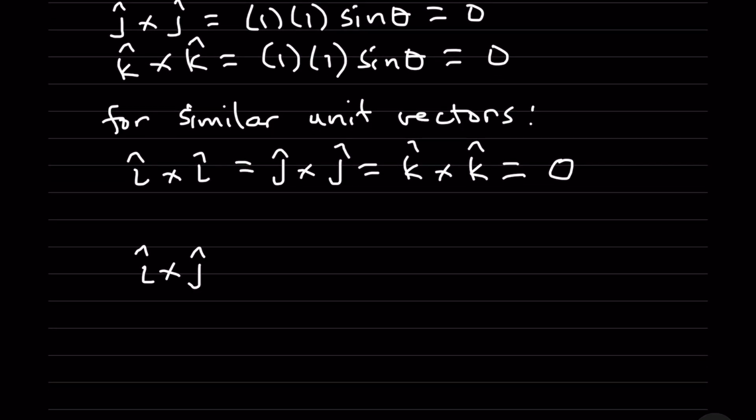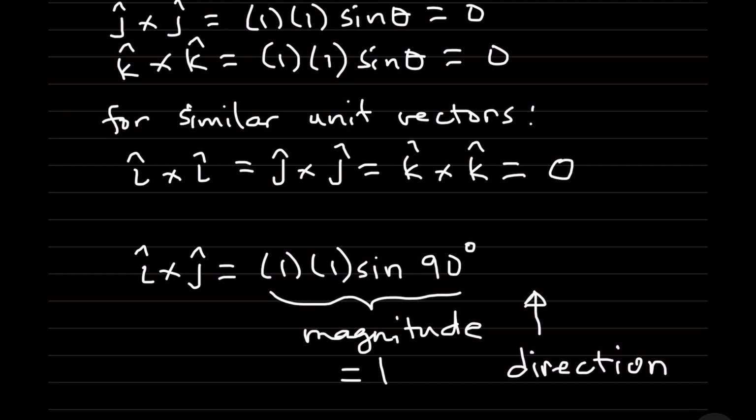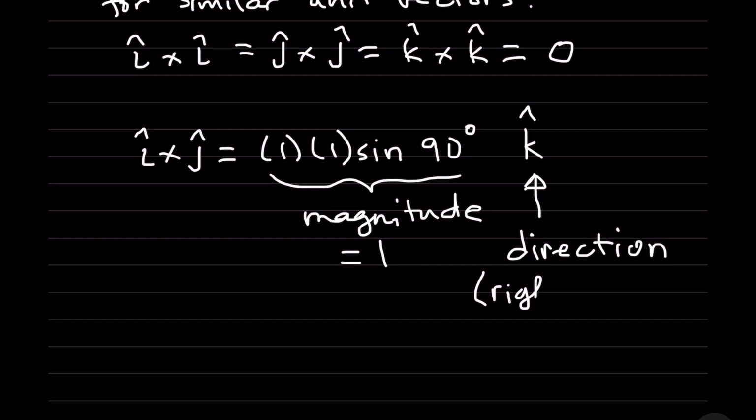On the other hand, let us consider this case. Cross product of i hat and j hat. Magnitudes are 1 times sine theta. So that is equal to 1. But again, there should be a direction, right? So the direction is given by the right-hand rule. It must be k hat.